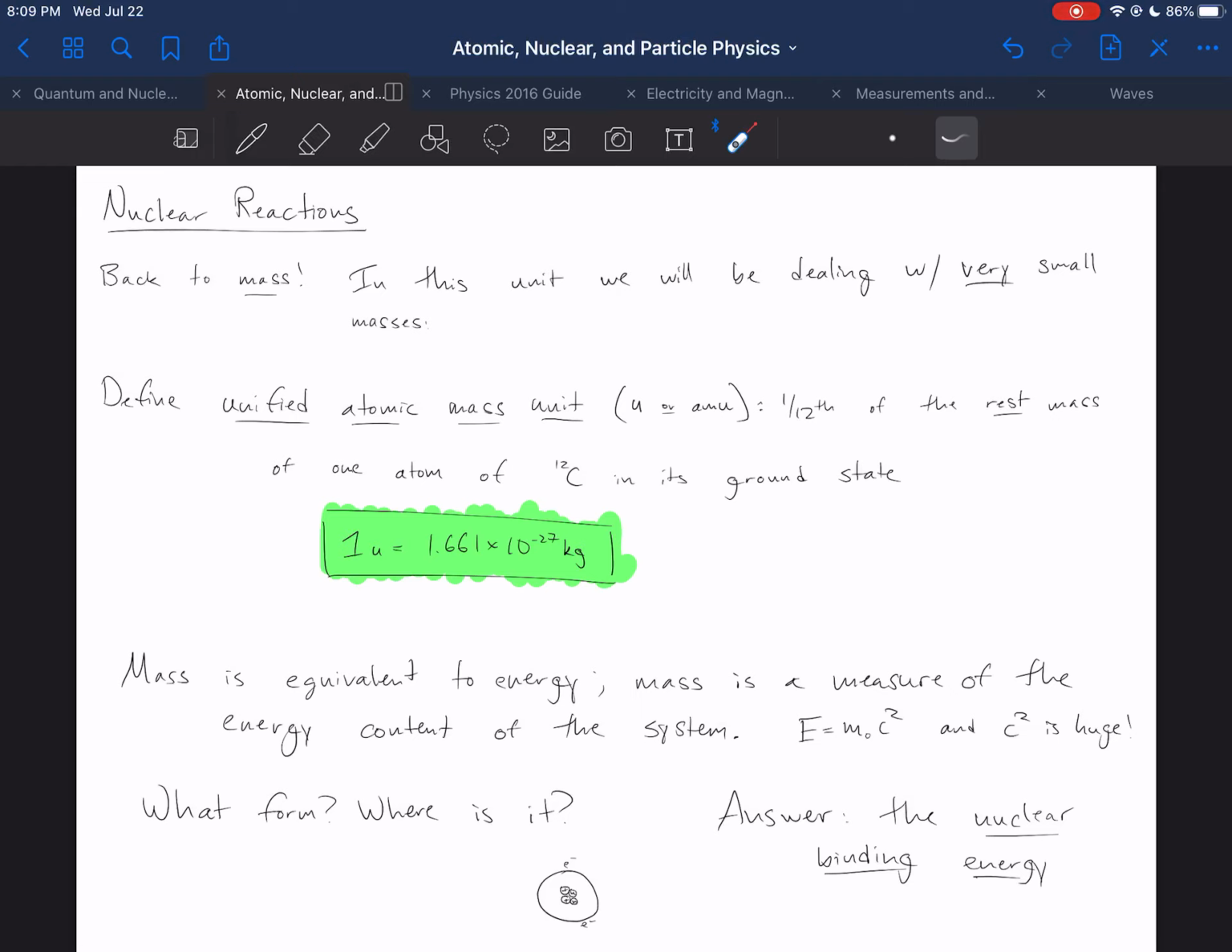We haven't talked about this yet, but the short answer is that the energy equivalence of mass, that is, if you take that mass and multiply by c squared, you get a huge amount of energy. That energy is in the form of the nuclear binding energy. It is the energy that binds the nucleus together, and we're going to see how that works in the next video.